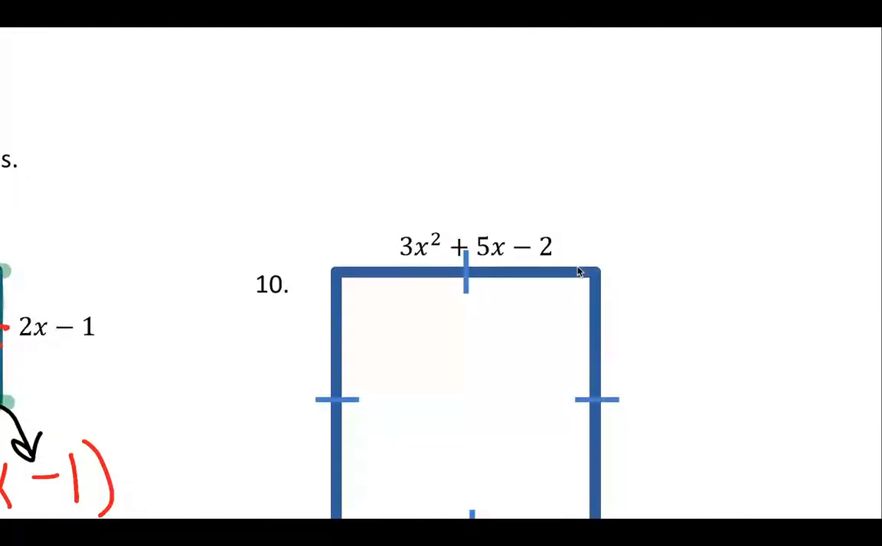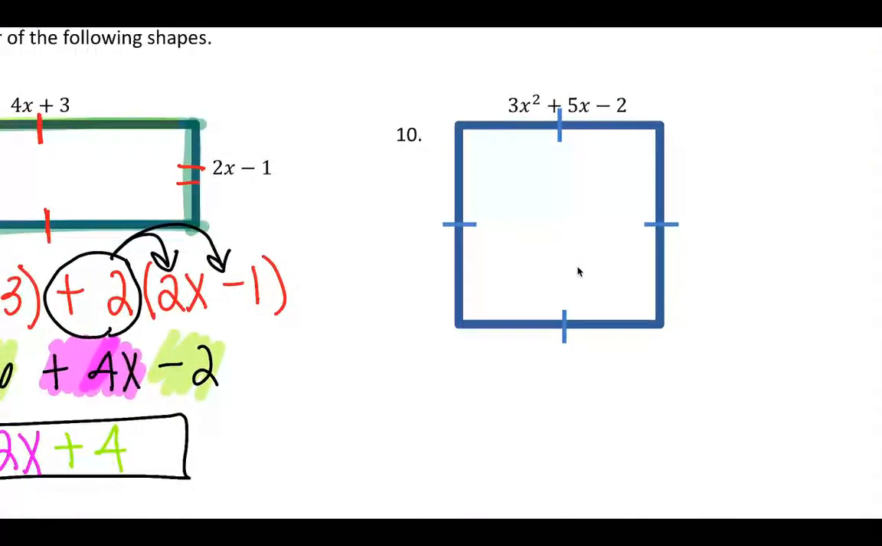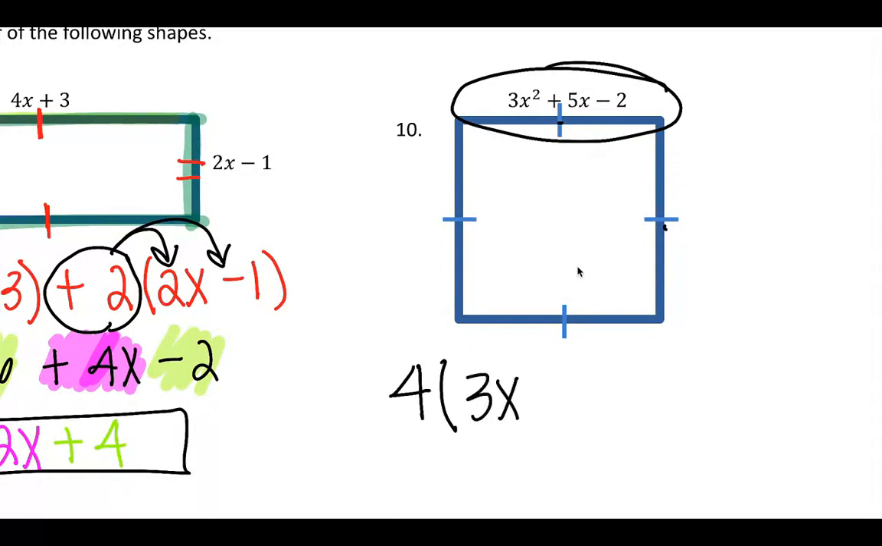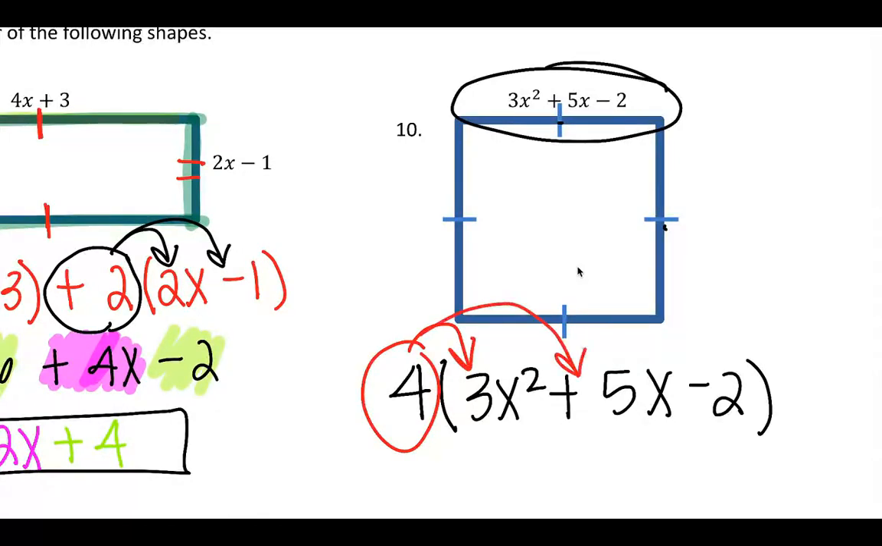Okay, same thing here. It wants to find the perimeter of a square. But what do we know about squares? All the sides are the same. So if I'm finding the perimeter, I could add all these sides up, or I could say all of this times how many sides do we have? 4, right? So 4 times 3x squared plus 5x minus 2. And again, I have to distribute this 4 to everything inside of the parentheses.